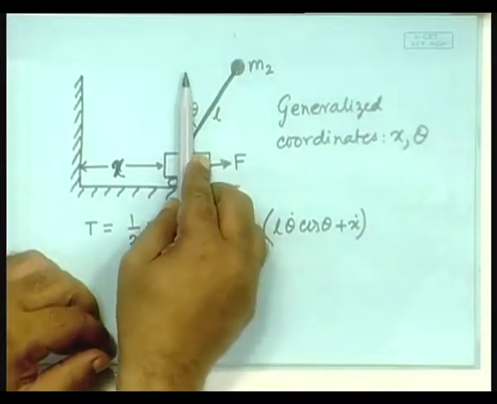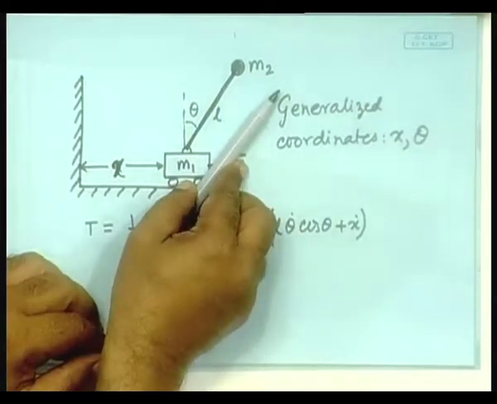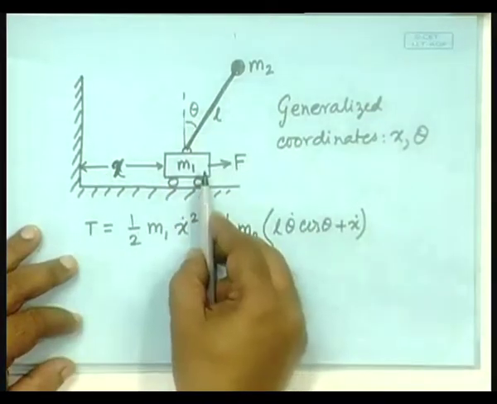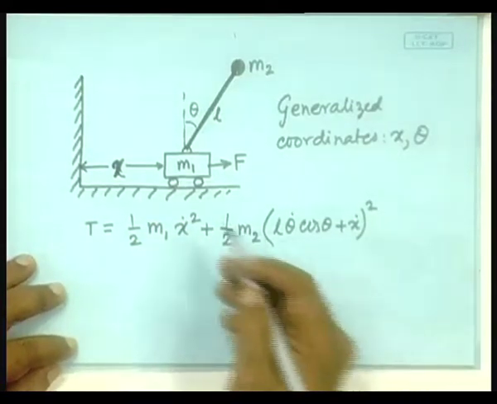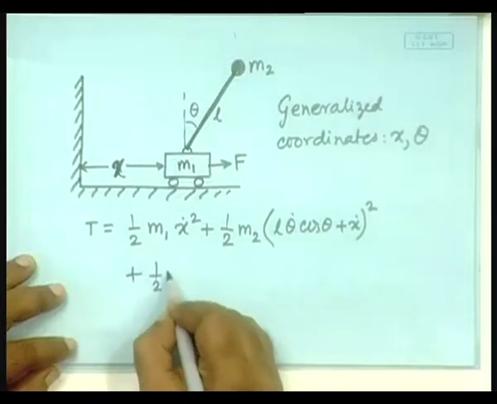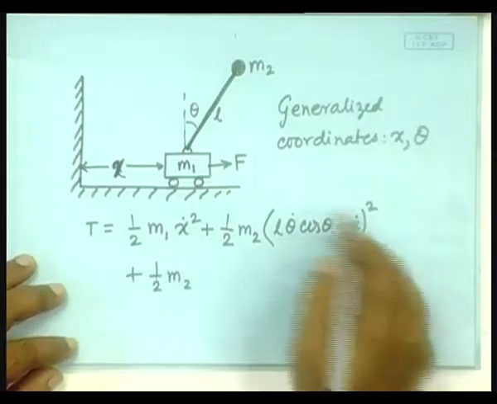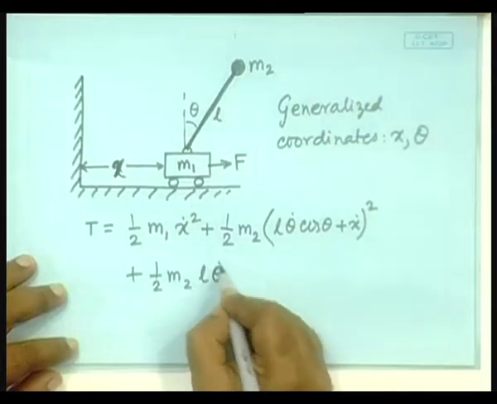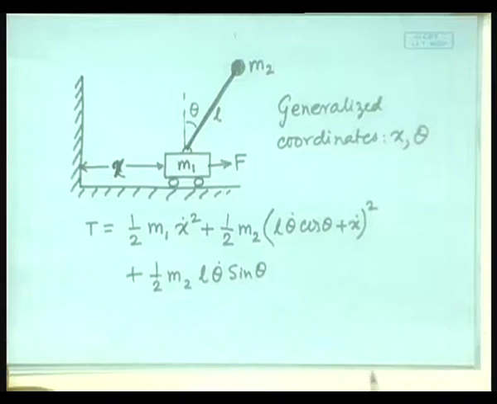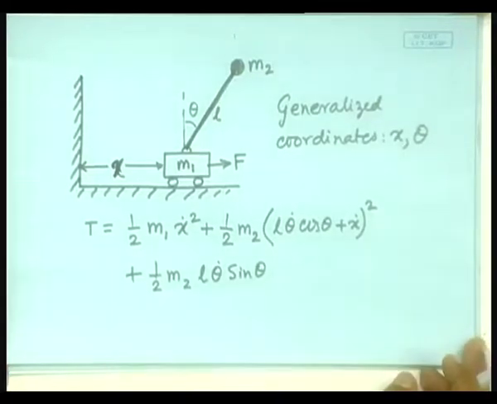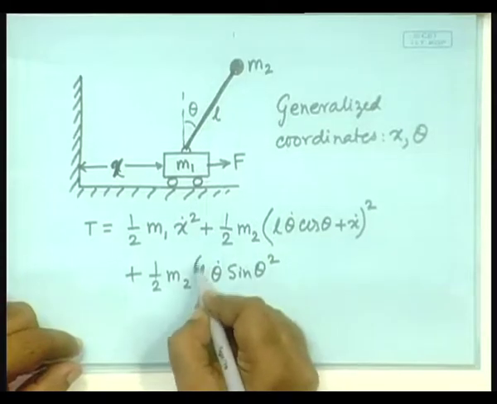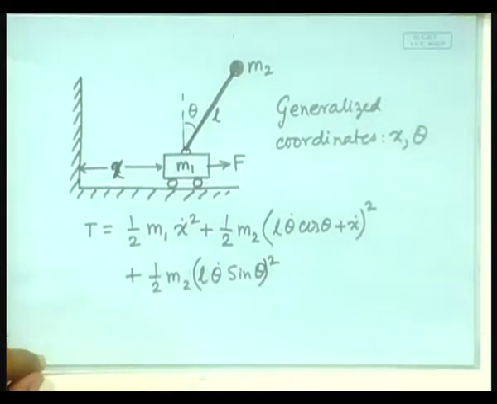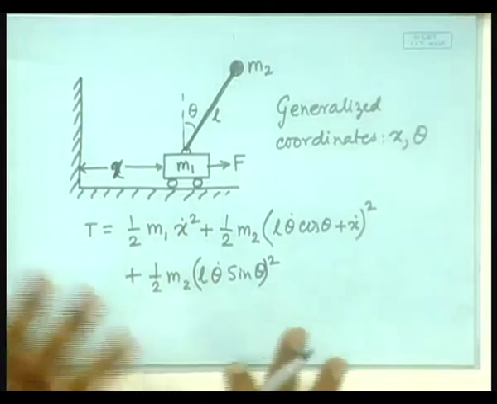Yes, L theta dot cos theta plus x dot, they add up, square, plus half m2 L theta dot sin theta, L theta dot sin theta square. Yes, this is the kinetic energy completed.